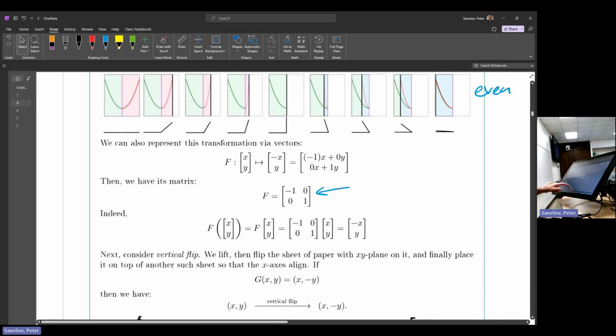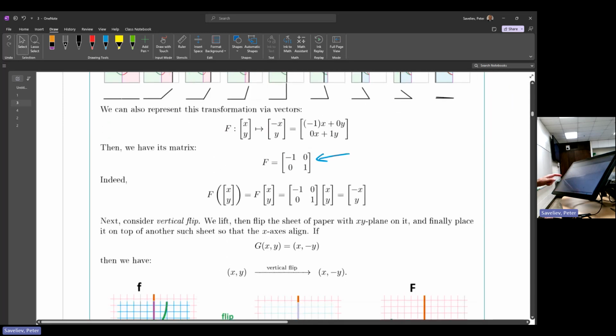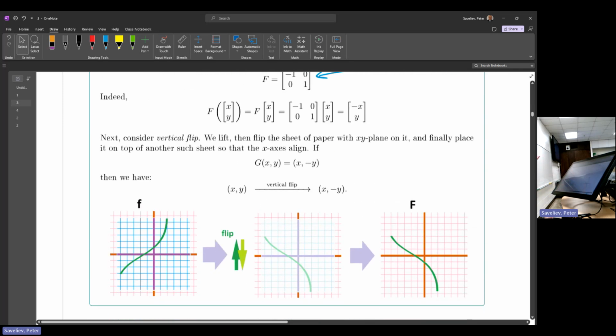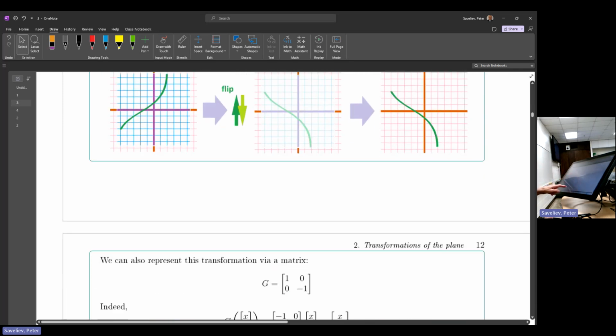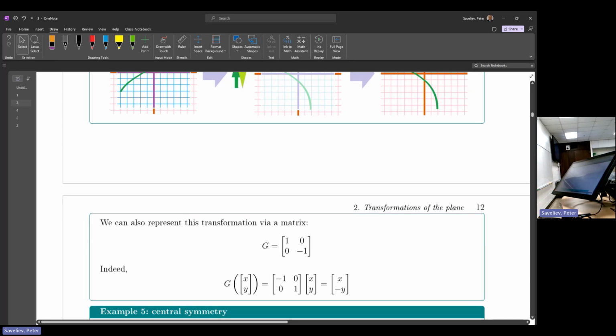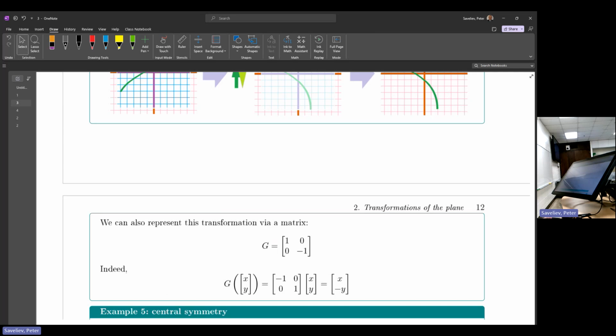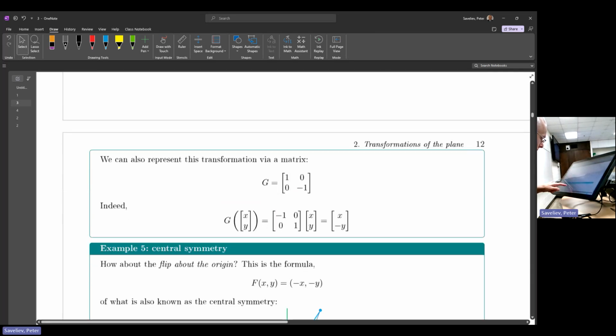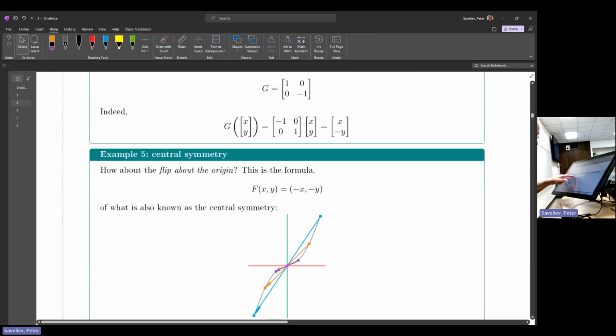Okay, so vertical flip, the opposite. Now Y becomes negative. Okay, so once again, that's what the flip looks like. And the matrix has a -1 in the bottom right, because once again, something happens to Y, nothing happens to X. And those two zeros indicate that there is no interaction between X and Y. So the central symmetry, okay.